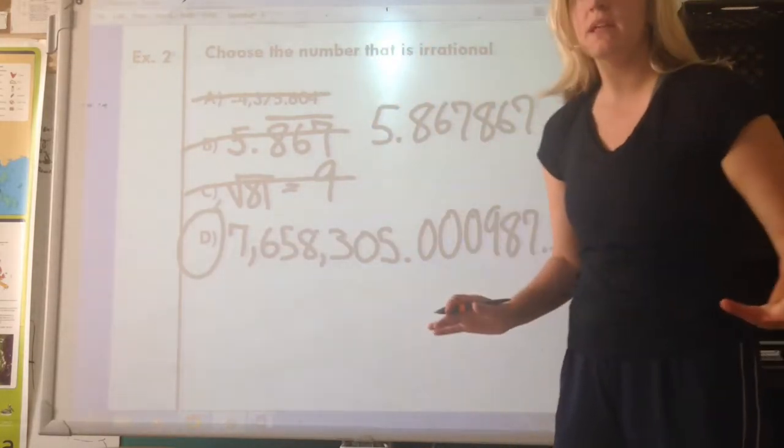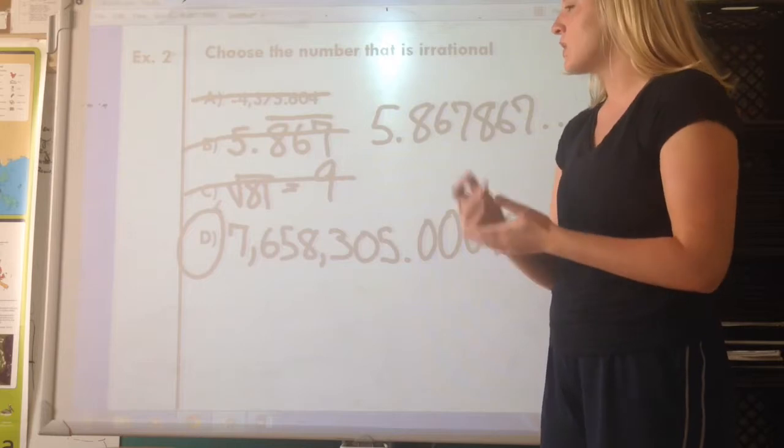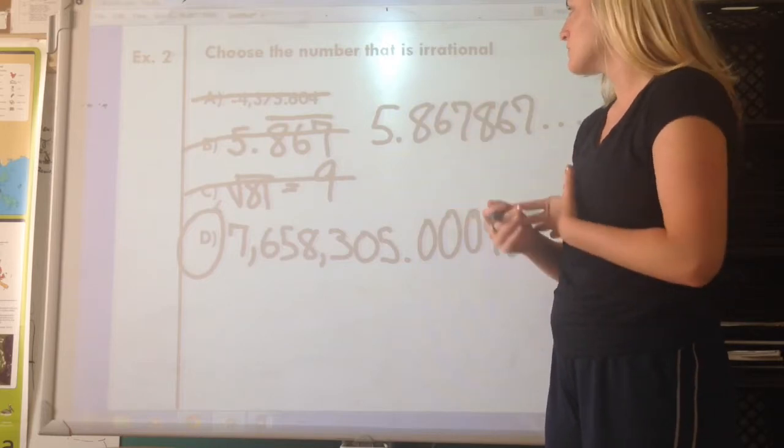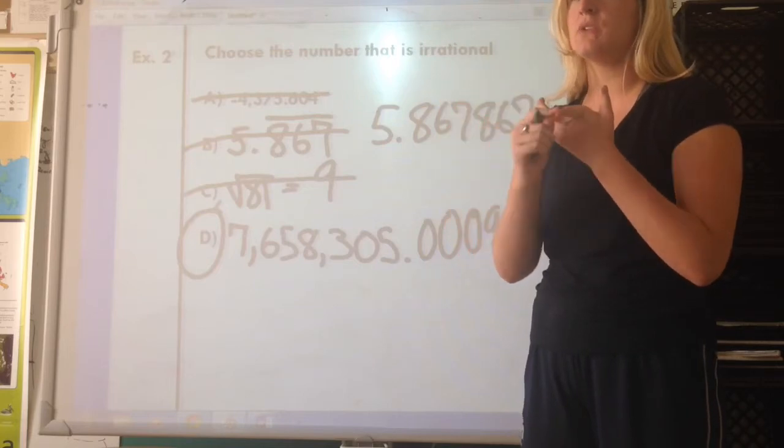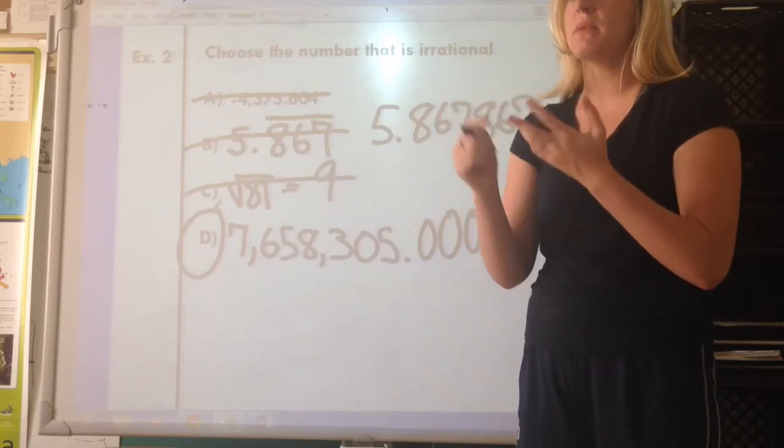And that's literally it. Look for numbers that don't terminate and don't repeat. Those are always irrational. And rational numbers are ones that you can show as a fraction, and ones that do terminate or repeat.